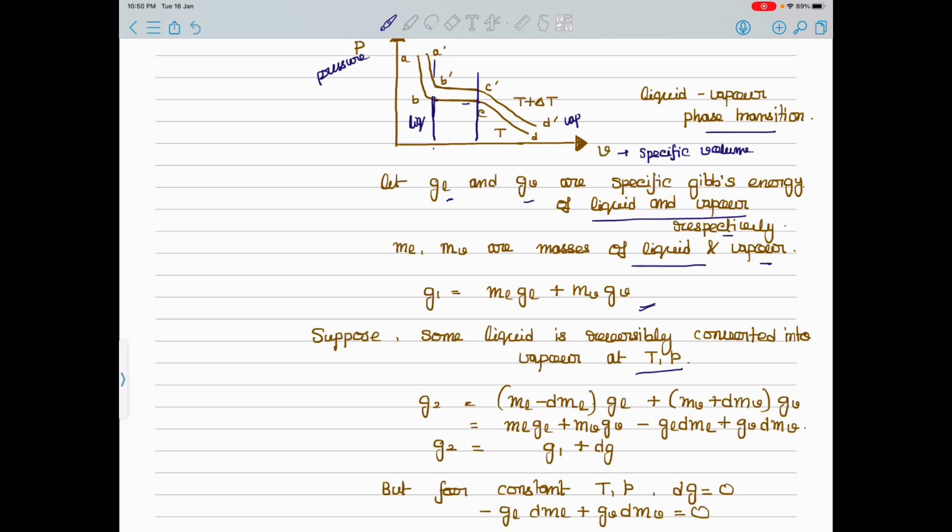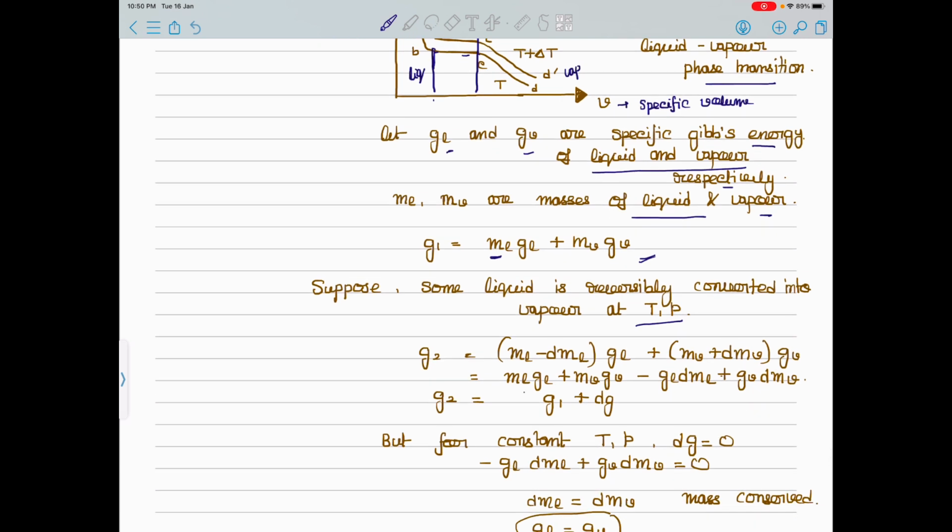Now some of the liquid is being converted into vapor, and it's a reversible process. Originally it has ML amount of liquid. From this mass ML, dML is lost and dMV is gained. So can we write G2 as (ML minus dML) into GL plus (MV plus dMV) into GV? Why am I multiplying with mass? Because this is the specific Gibbs free energy as I have defined here.